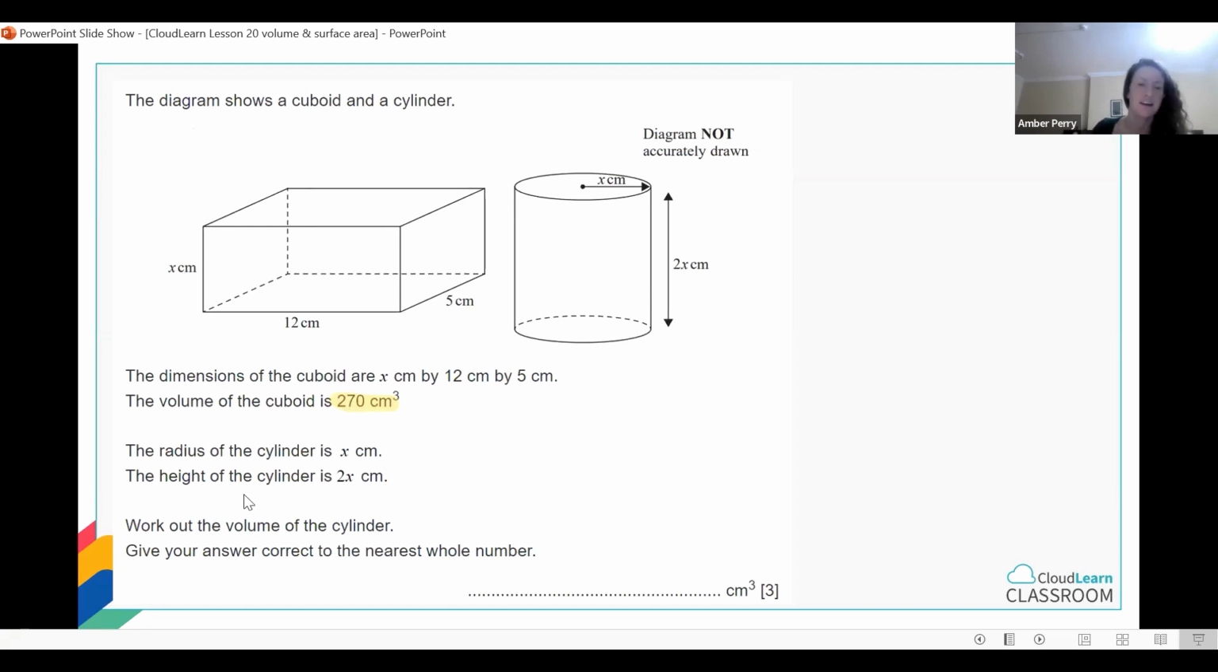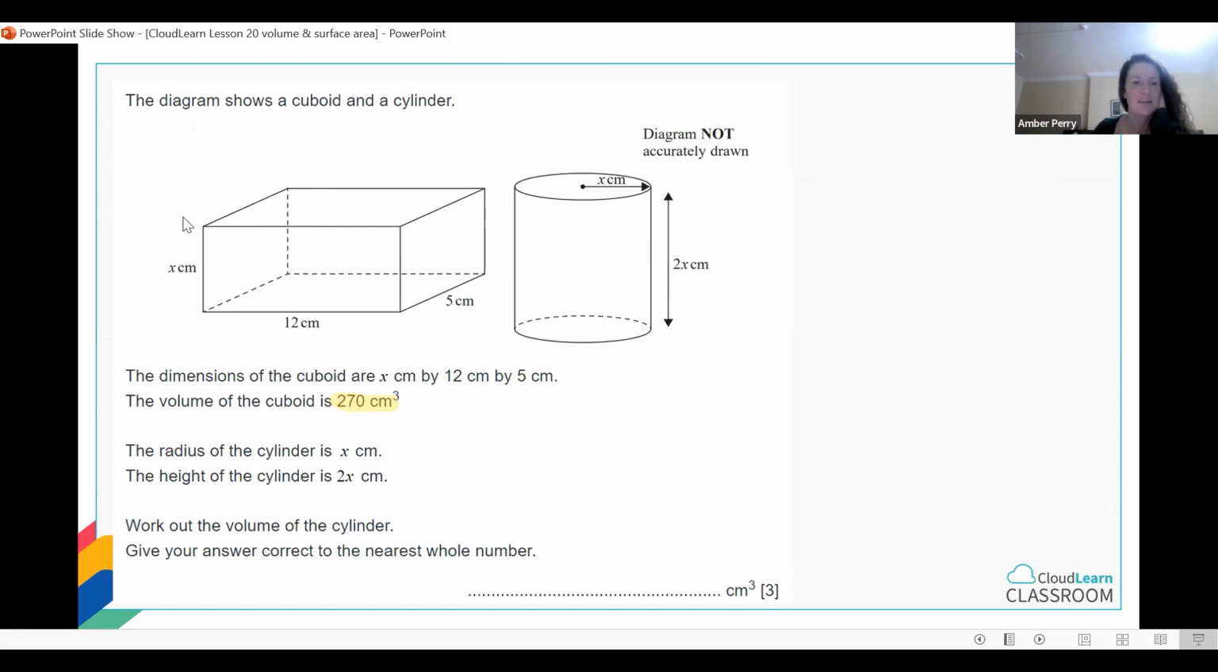We're then told that the radius of the cylinder is x and the height of the cylinder is 2x centimeters. And we're asked to find the volume of the cylinder. Okay, so to do this, we're going to need to use this information first. We use this cuboid first to find the value of x.